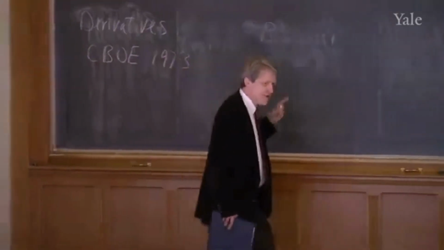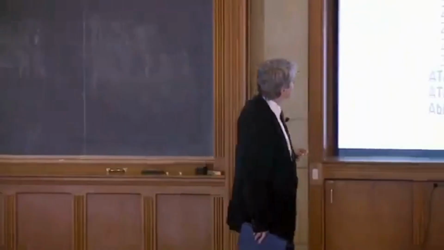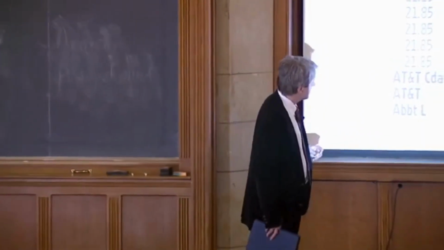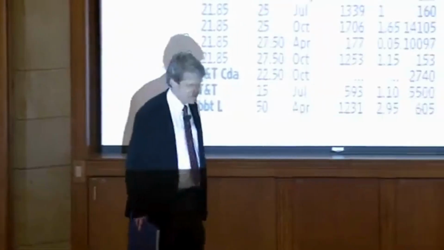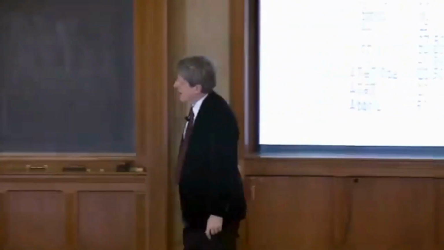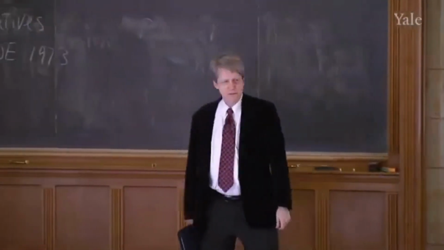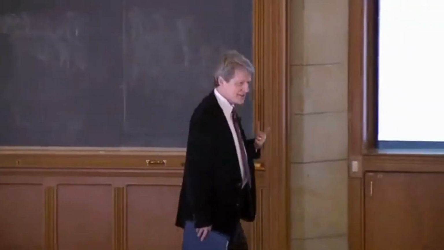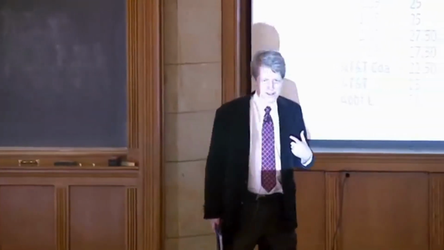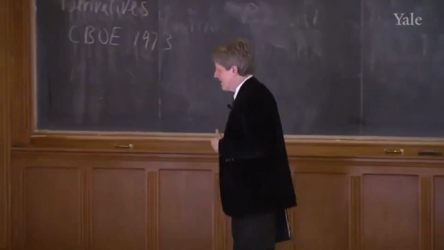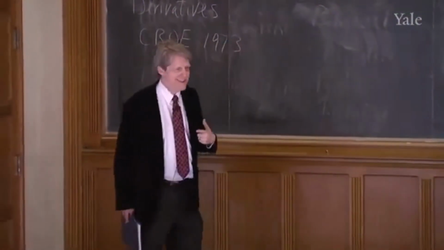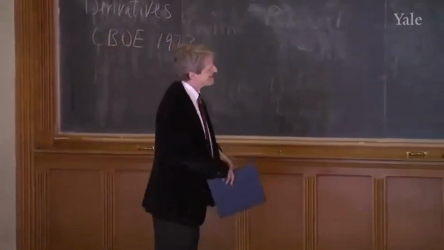Since then, there are many more options exchanges. But CBOE is the first one. They're now all over the world. And we also have options on futures. And so futures exchanges now routinely trade options on their futures contracts. So that's a derivative on a derivative, but it's done.